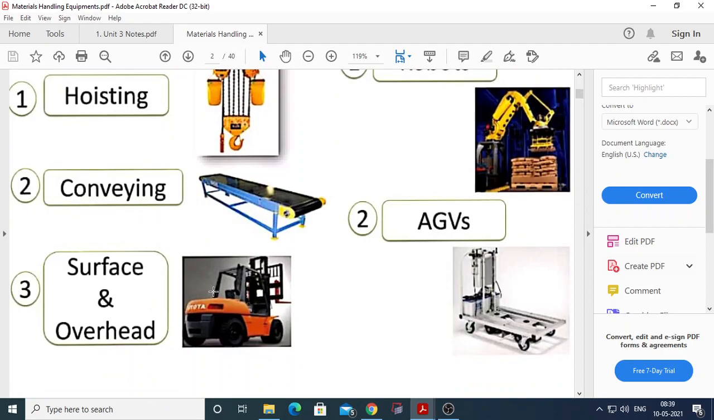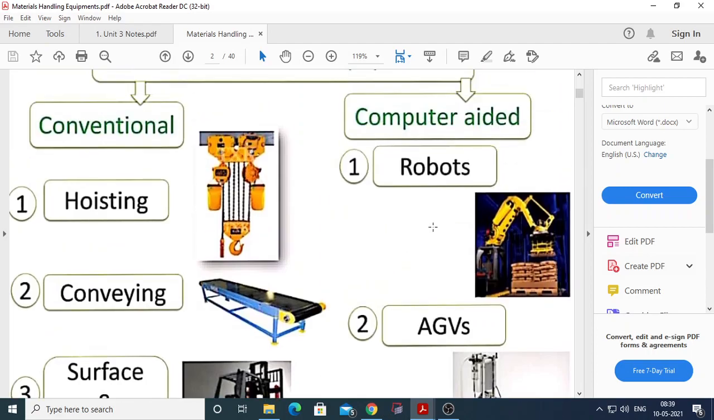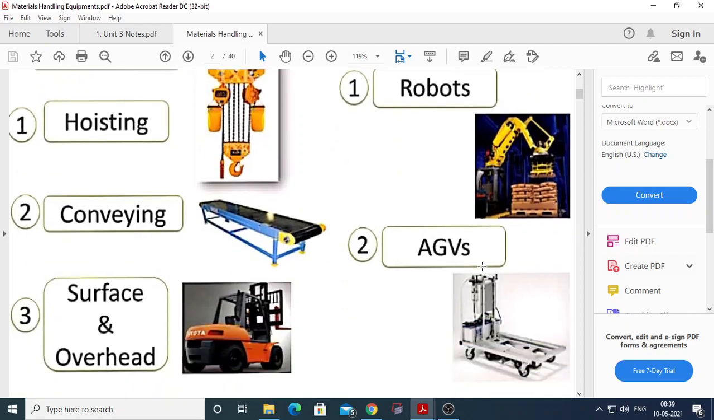Surface and overhead is there. Okay, and this is the conventional type of material handling system. And what is the computer aided type of material handling system? These come under two categories, again robots and AGVs system. Robots and AGVs system. Okay, we'll see the details.